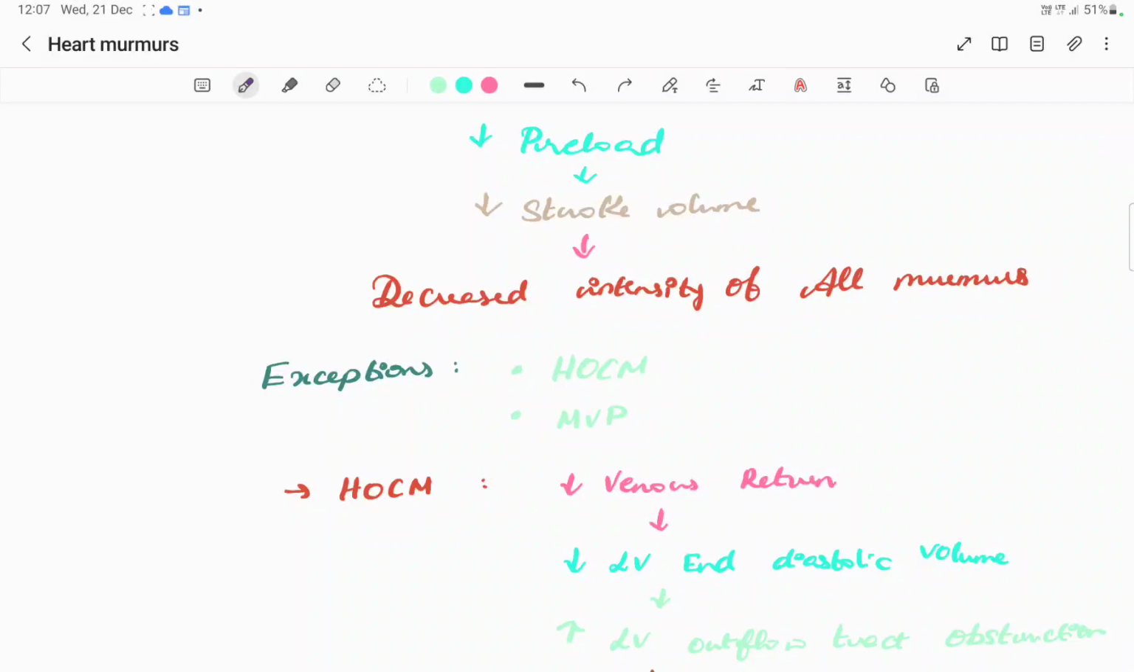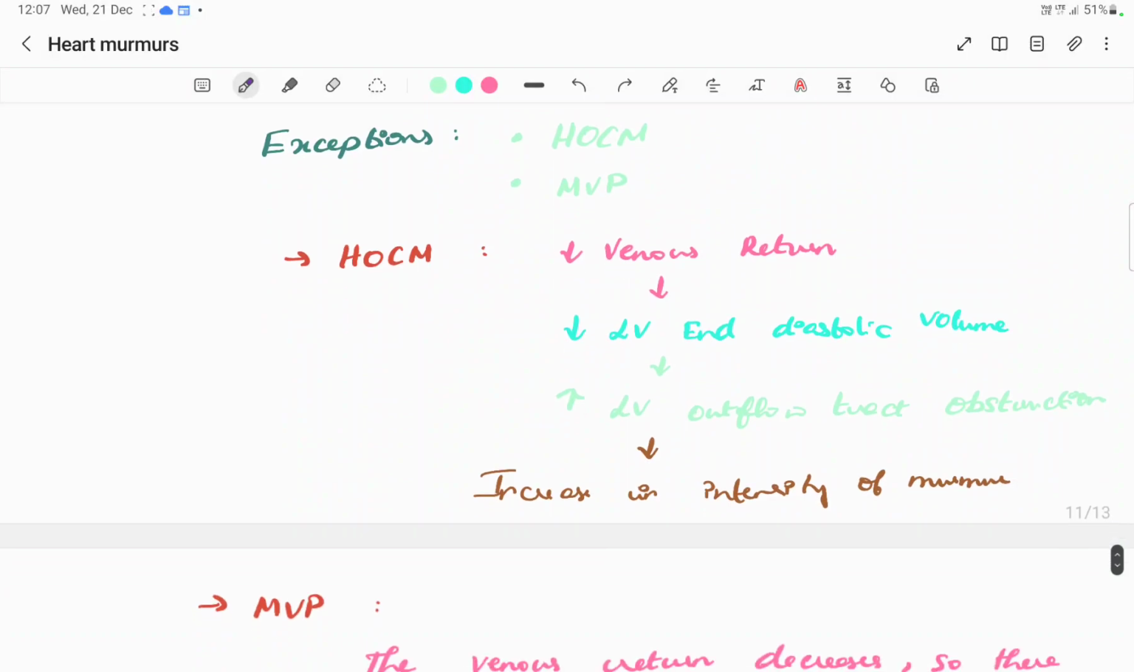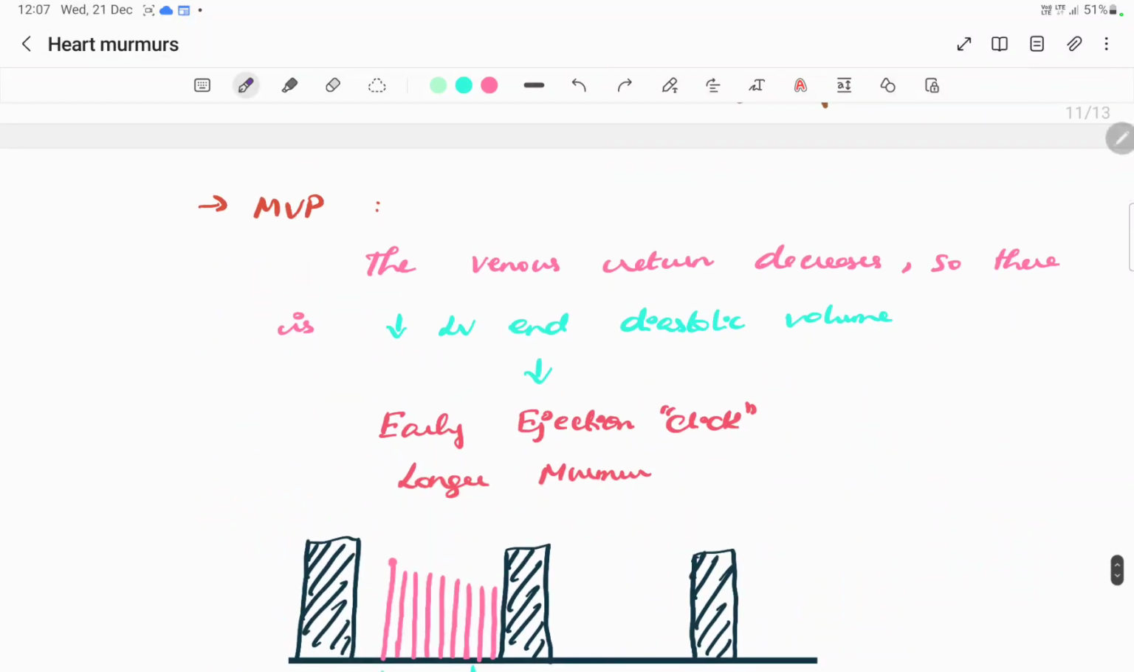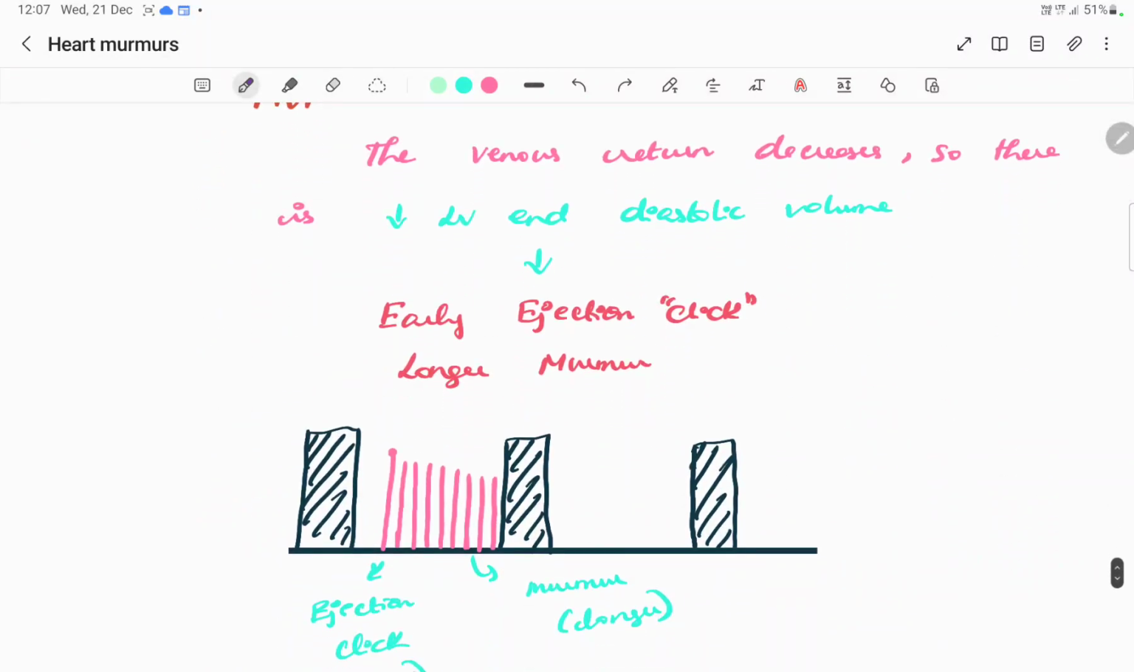There also we saw hypertrophic obstructive cardiomyopathy and mitral valve prolapse. Here also hypertrophic obstructive cardiomyopathy and mitral valve prolapse. So what is the difference? Here, since the venous return has decreased and the left ventricular end diastolic volume has also decreased, what will happen? The outflow obstruction will increase. The obstruction increases, then the intensity of murmur is definitely going to increase. Coming to mitral valve prolapse, you can see the difference here.